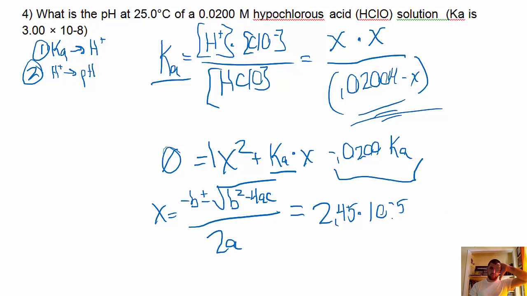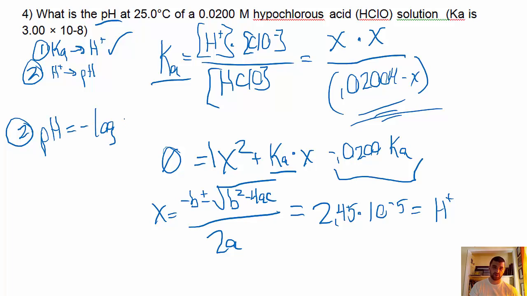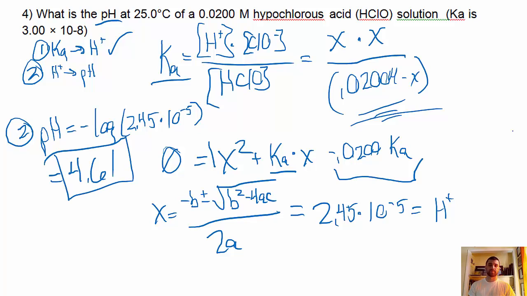We're done, right? Nope. All right, we're halfway there. This is X, which is the H+ concentration, but they're not asking for that. They're asking for pH, right? We just finished that first step. So now we can do step 2, where pH equals the negative log of that number, 2.45 times 10 to the minus 5. And we plug and chug, and we get 4.61 as our final answer.